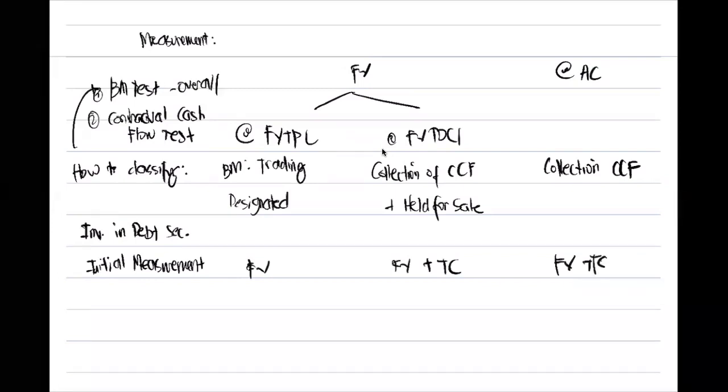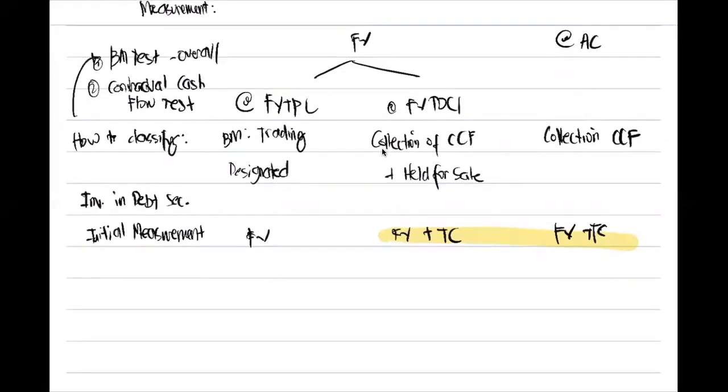Okay? So initial measurement, if that is FVTPL, we measure it at fair value. FVTOCI, fair value plus transaction cost. Amortized cost, fair value plus transaction cost. So notice, FVTOCI and amortized cost is the same, unlike your FVTPL, as to your initial measurement. Sir, what is the fair value in the problem? The fair value is the purchase price. Later, we will discuss what is that purchase price. So initial measurement, fair value plus transaction cost.